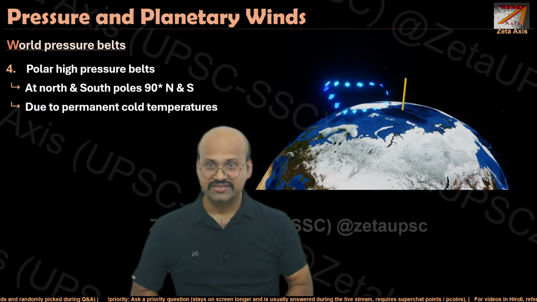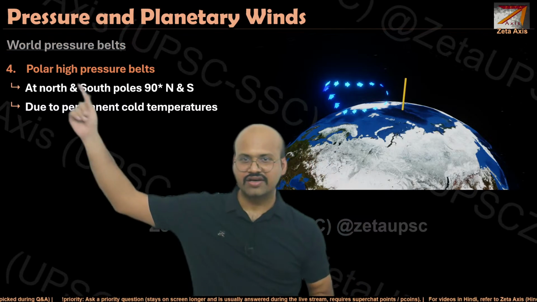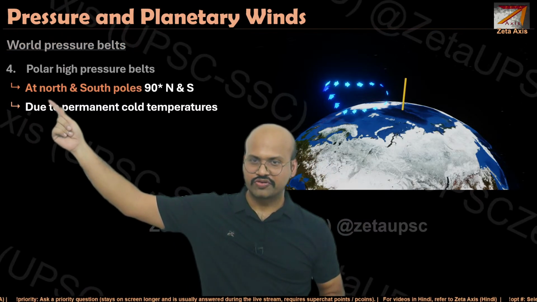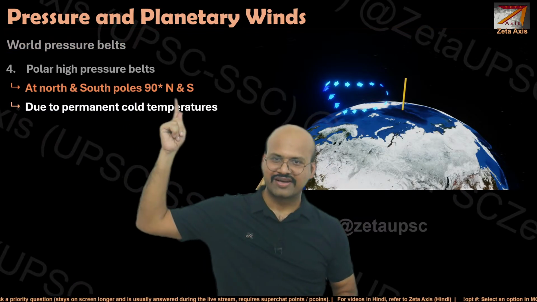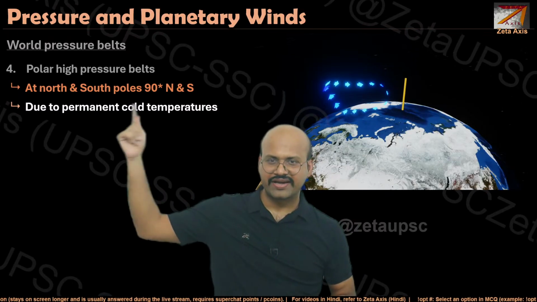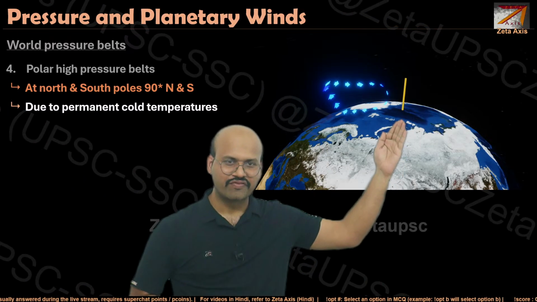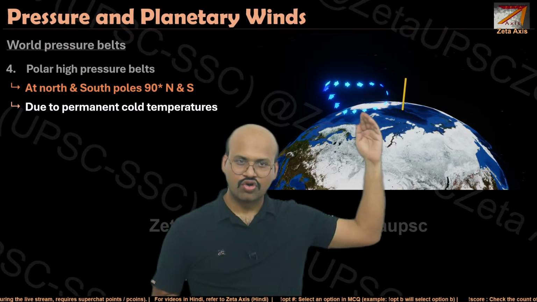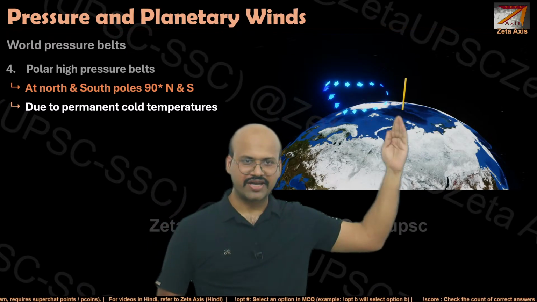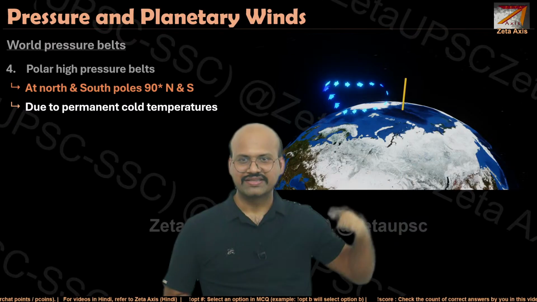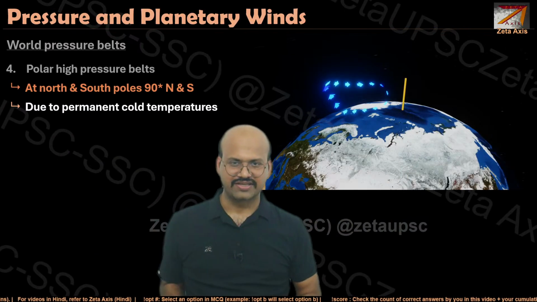If we see the characteristics, we can see that it is situated at the north and south poles at 90° north and south, and it is caused due to permanent cold temperatures. So at the poles we have permanent cold temperatures, and because of these permanent cold temperatures we see this polar high pressure belt in this region.